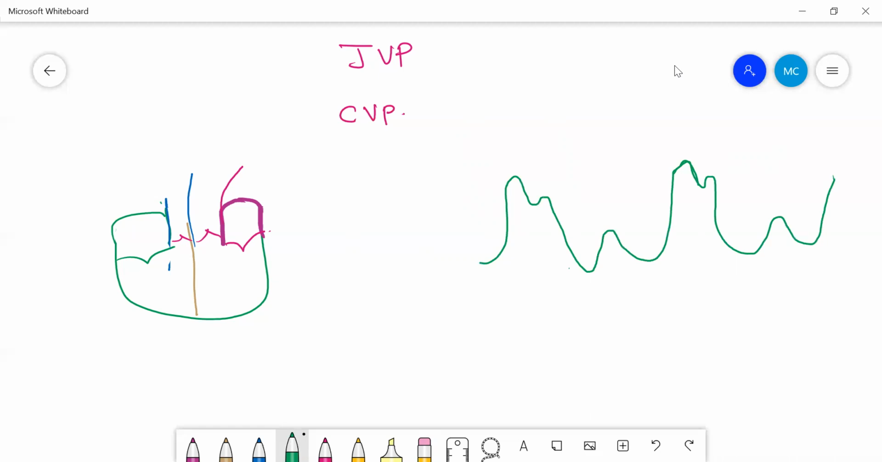So what do these various waveforms represent? We shall discuss one by one. This is the first positive wave, ACV.